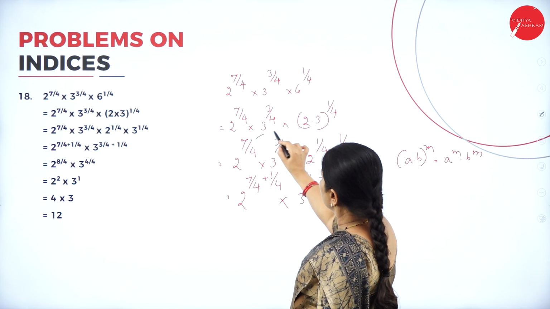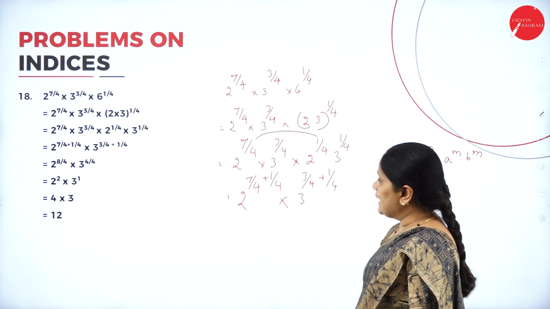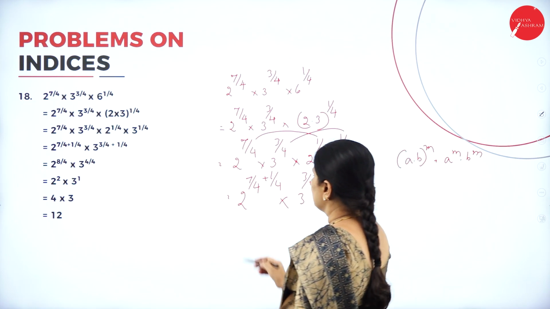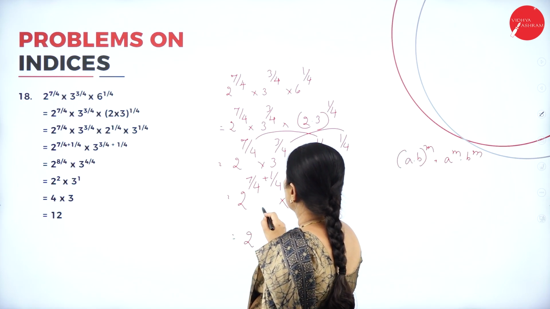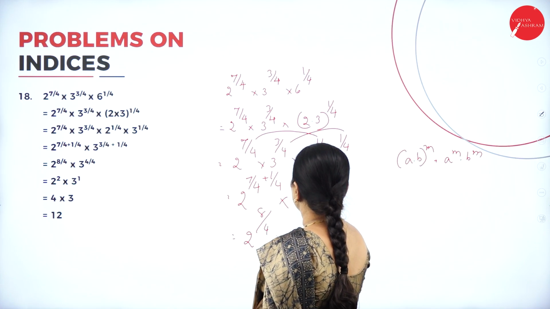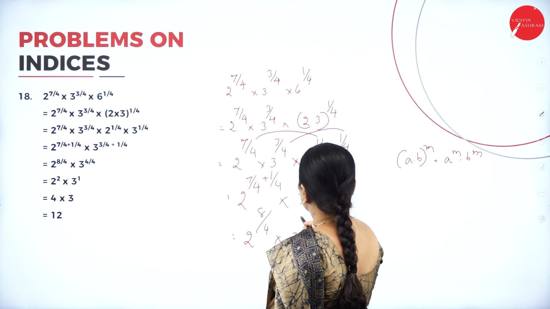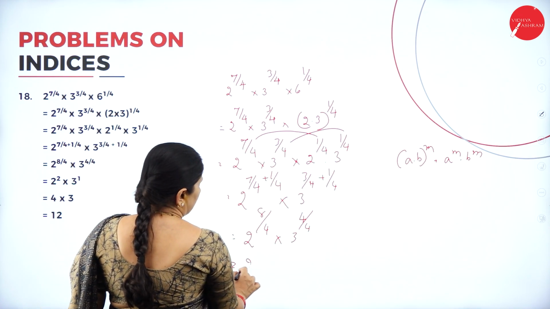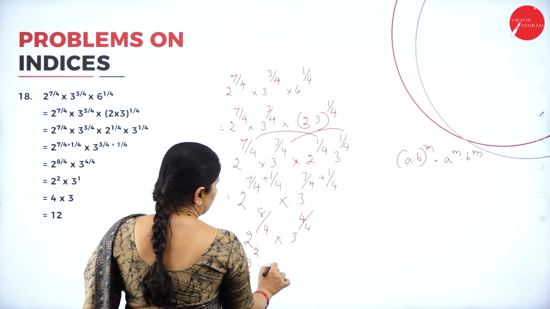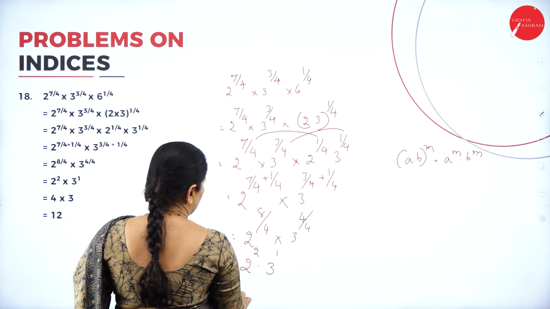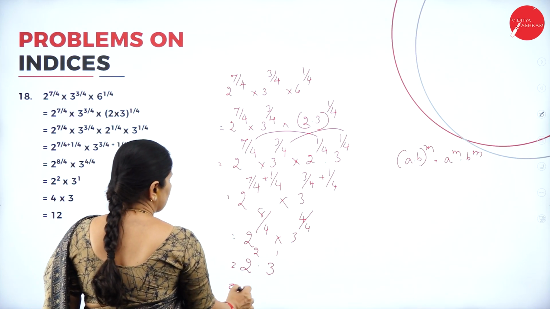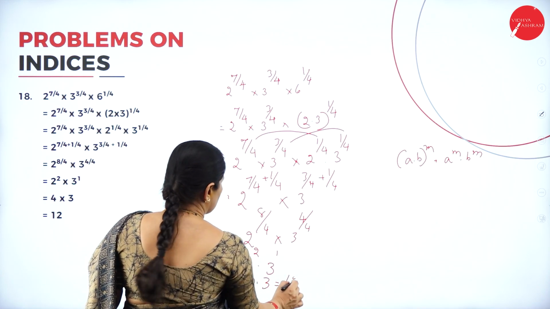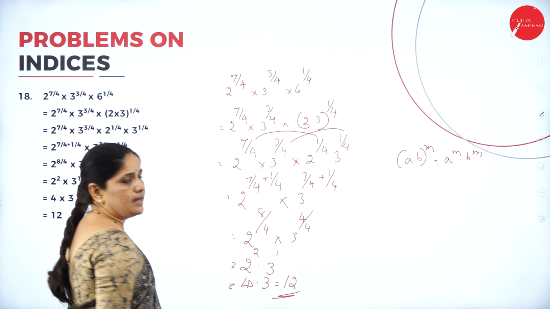So this 7 by 4 and 1 by 4 I will add, and this 3 by 4 and 1 by 4 I am adding. So what I am getting? 2 to the power of 8 by 4 into 3 to the power of 4 by 4. So this will be 2 square into 3 to the power 1. So what is 2 square? 2 square equals 4. 4 into 3 equals 12. So this is the answer.